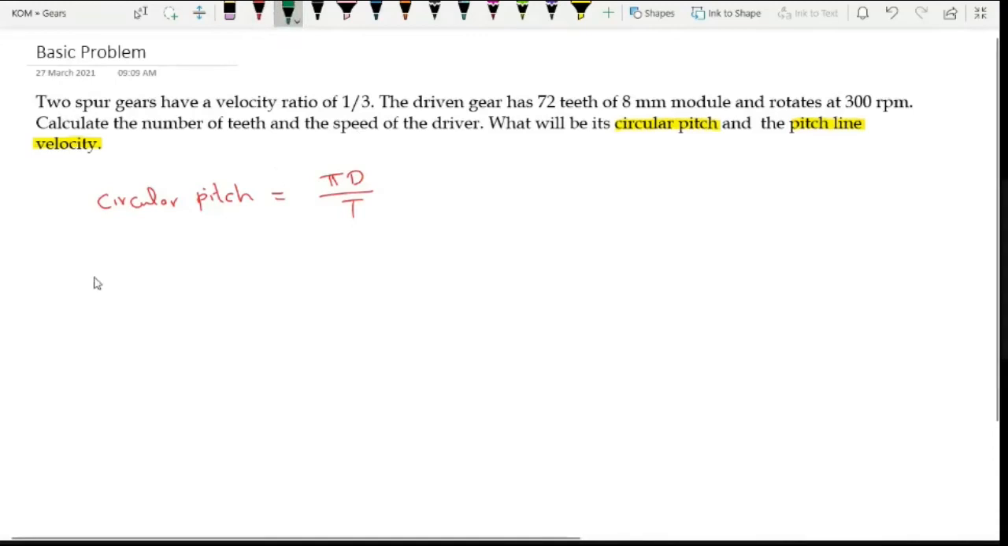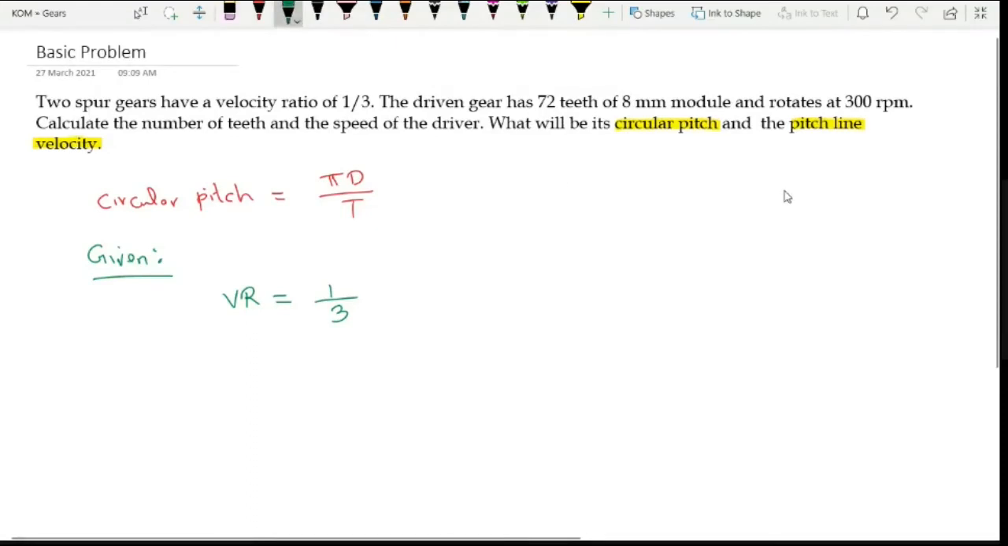Let us look at what data is available. In the given data, the velocity ratio is 1/3. You know the formula for velocity ratio: omega output by omega input. Circular pitch we can calculate from the formula, m is equal to Pc by pi.